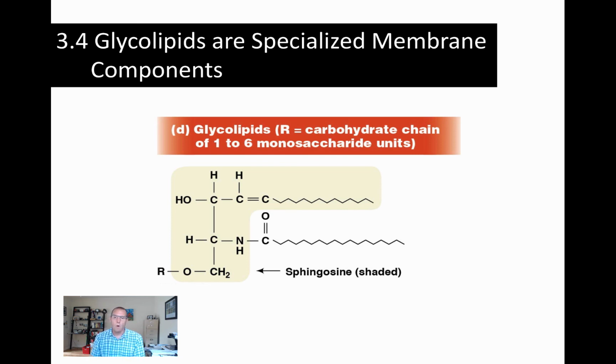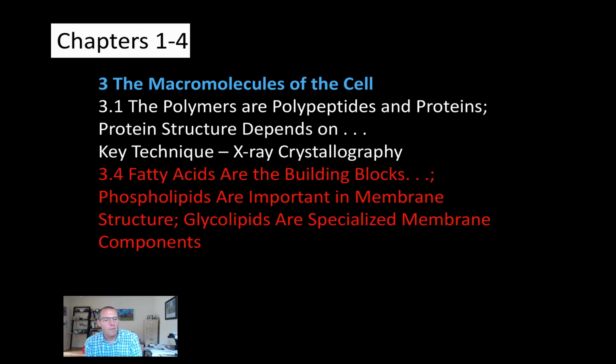So that's just a real quick run through on fatty acids, building up through phospholipids, sphingosine, and glycolipids, and those last two are variations on the common phospholipids that you'll be familiar with from general biology.